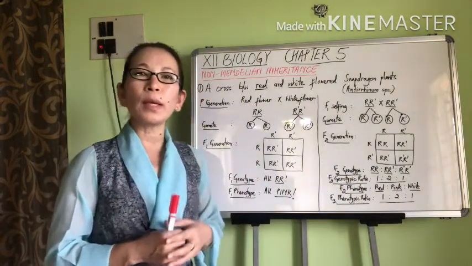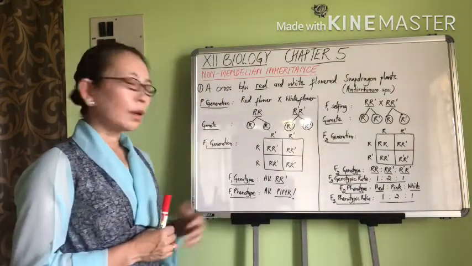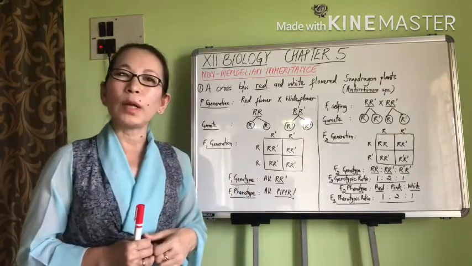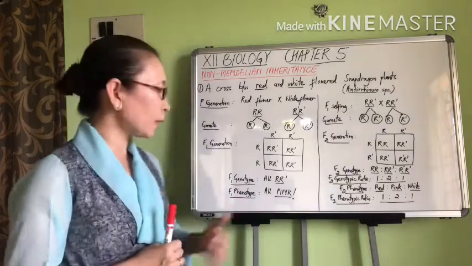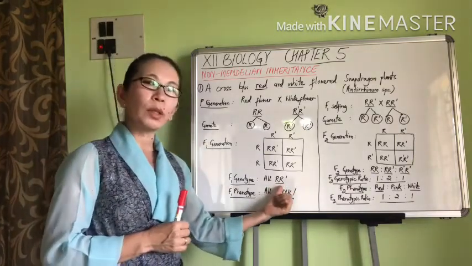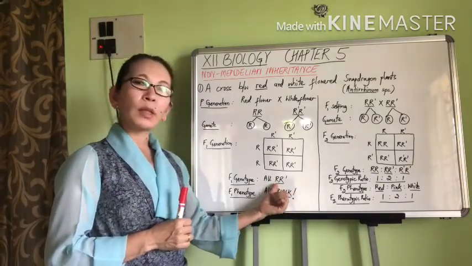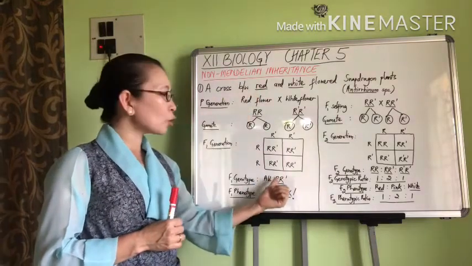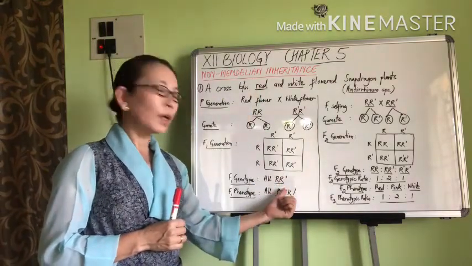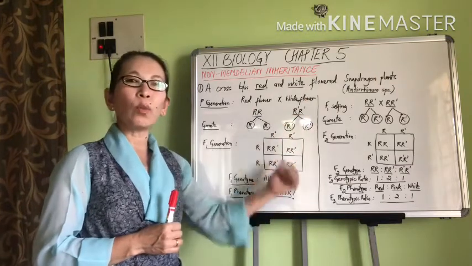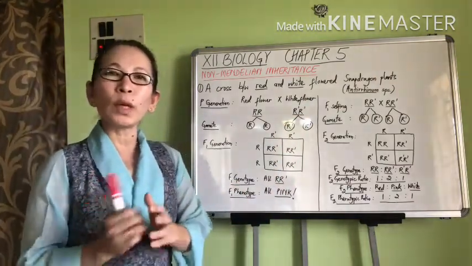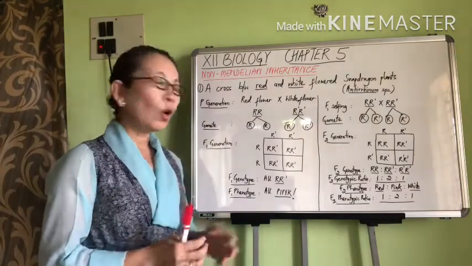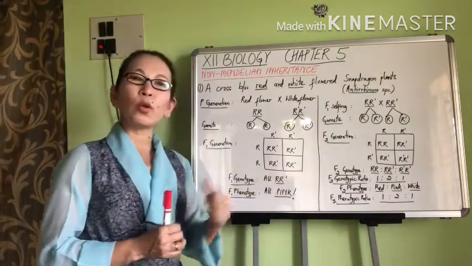So now what could be the inheritance here? This pattern of inheritance is completely deviating from Mendelian inheritance because in the heterozygous combination, capital R, which is the allele for red, is not completely dominant over R', which is the allele for white flower color. So red color is not completely dominant over white color, nor is white color completely dominant over red color.